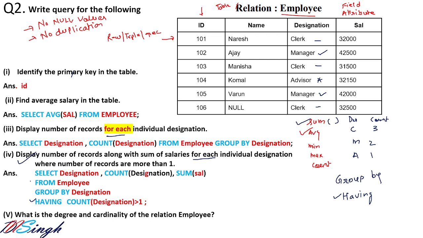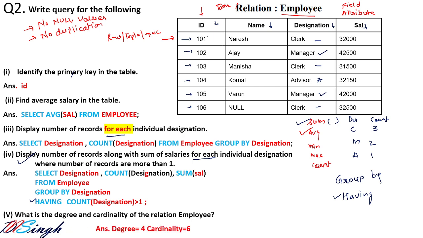Next question is, what is the degree and cardinality of the relation? I already told you, degree is the number of data rows. So 1, 2, 3, 4, 5 and 6. This is what? Cardinality. And what is the degree? Number of columns. So number of columns, how many? 1, 2, 3 and 4. So degree is 4. Cardinality is 6.